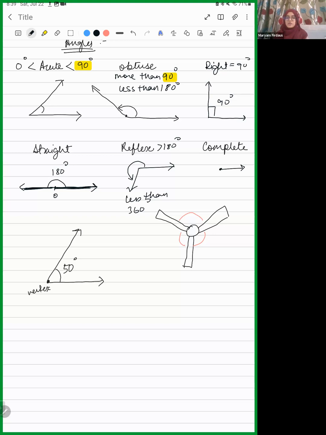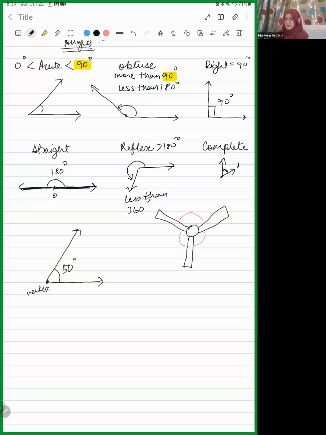For example, let's imagine the hands of a clock. It starts, let's say, at 12 o'clock. Right now the angle is 0. Then when the minute hand starts moving, it moves like this, in the clockwise direction. Let's say we are at 1 o'clock. This is an acute angle.